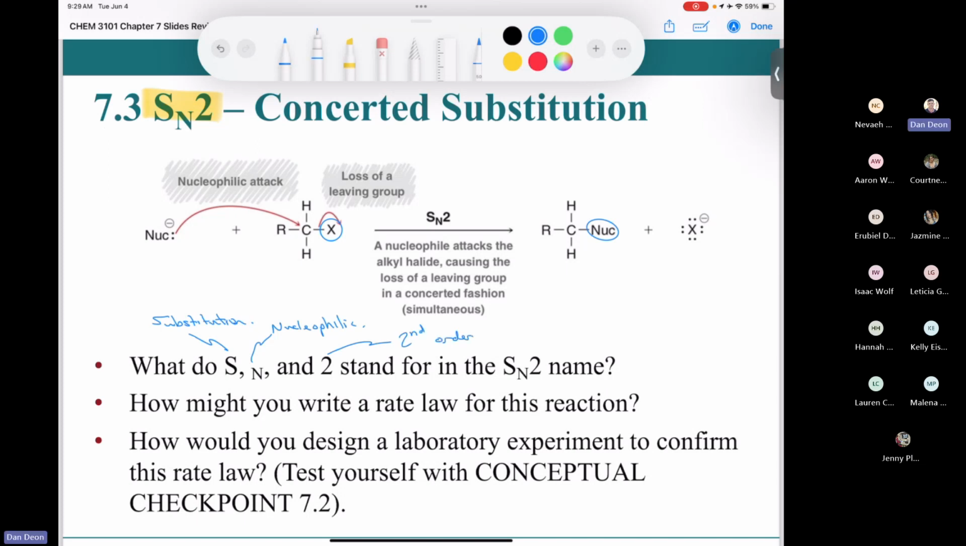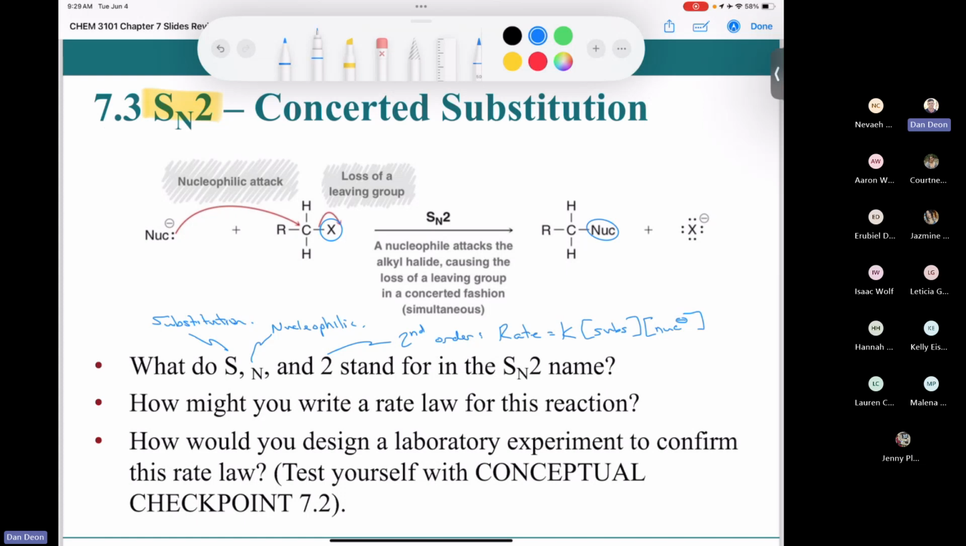Second order. Now, this is going back to general chemistry too, when you covered rate laws, okay? If you have a second order reaction, it means the rate is going to be equal to the rate constant multiplied by the concentration of the substrate, okay, multiplied by the concentration of your nucleophile, okay? So it's going to depend on the concentration of the nucleophile and the substrate. And there you go. I've gone ahead and I've written a rate law for this reaction.